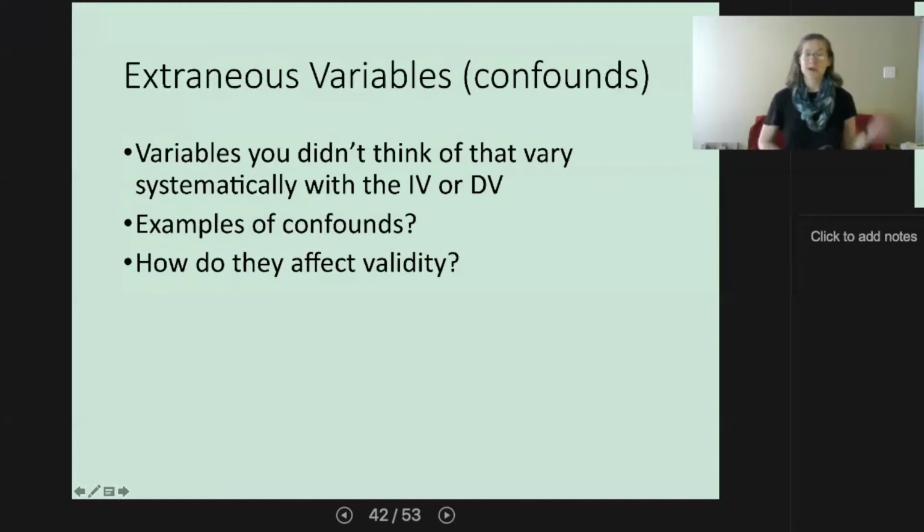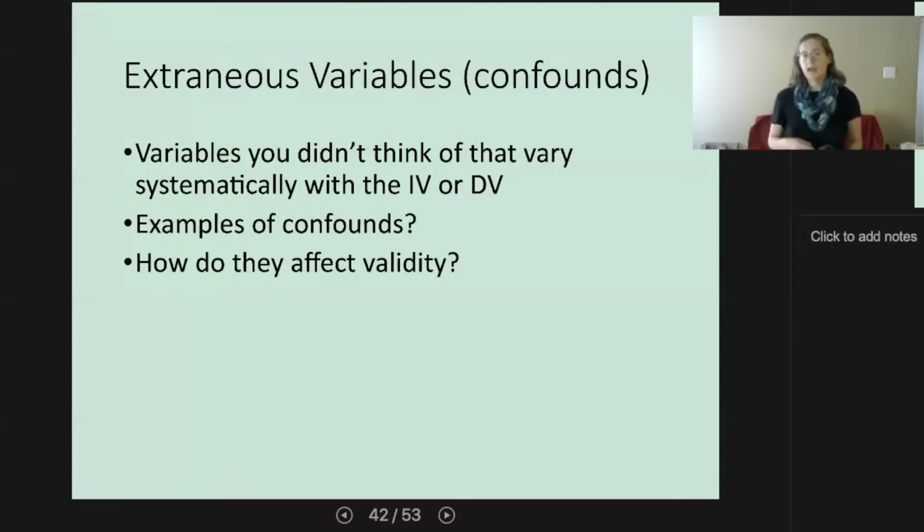We also need to think about extraneous variables, which are also called confounds or confounding variables. And y'all were already coming up with these in your evidence assignment. And I already pointed out some of those, like Kylia's points, and I really appreciate that. So these are variables that you didn't think of that could vary systematically with your independent variable or your dependent variable.